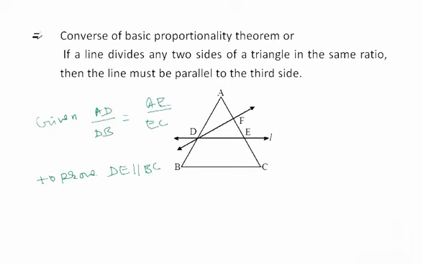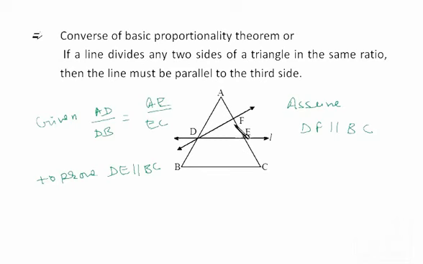Okay. Now to prove this theorem, what we do? We take some other point F on the line AC, and for that we use a contradiction. We assume that DE is not parallel to BC. That means there should be some other point on the line AC, suppose it is F, so that DF is parallel to BC, because at least one line will be there that is parallel to BC. So I assume DF is parallel to BC.